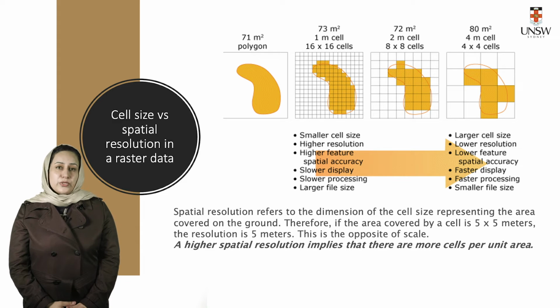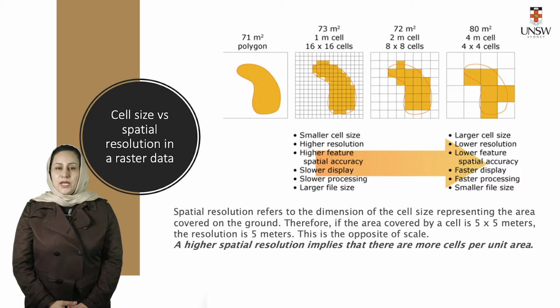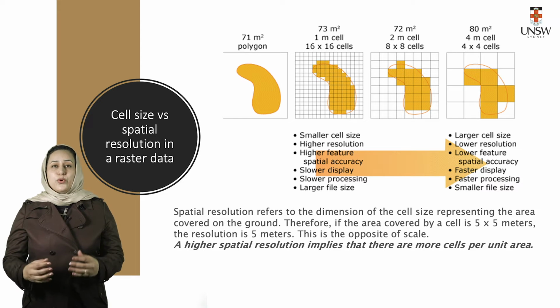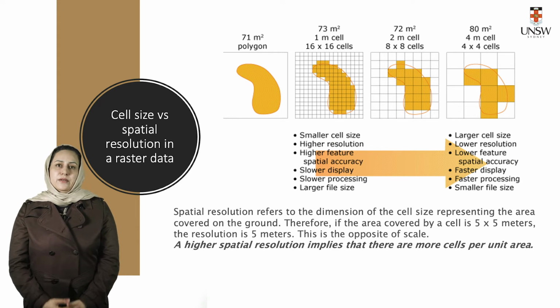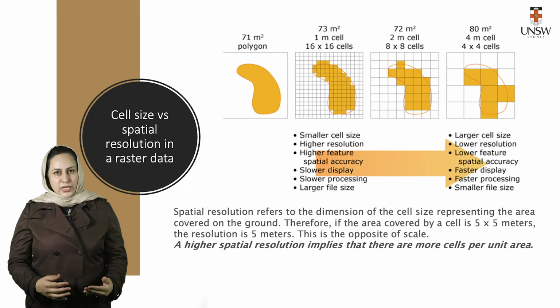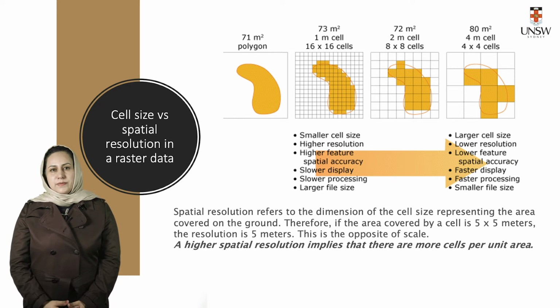A spatial resolution is determined by a cell size. A higher spatial resolution means that there are more cells per unit area. The higher the resolution, the smaller the cell size.